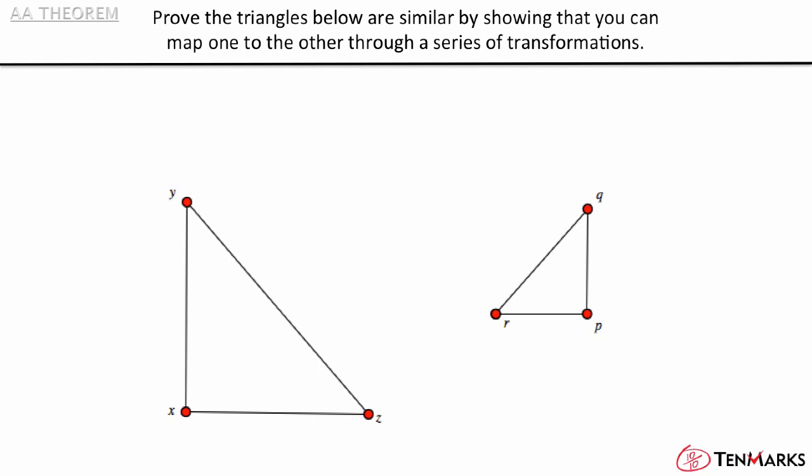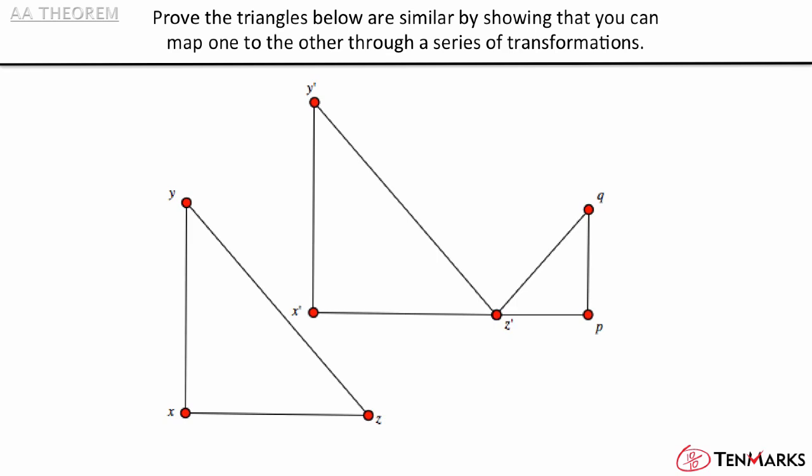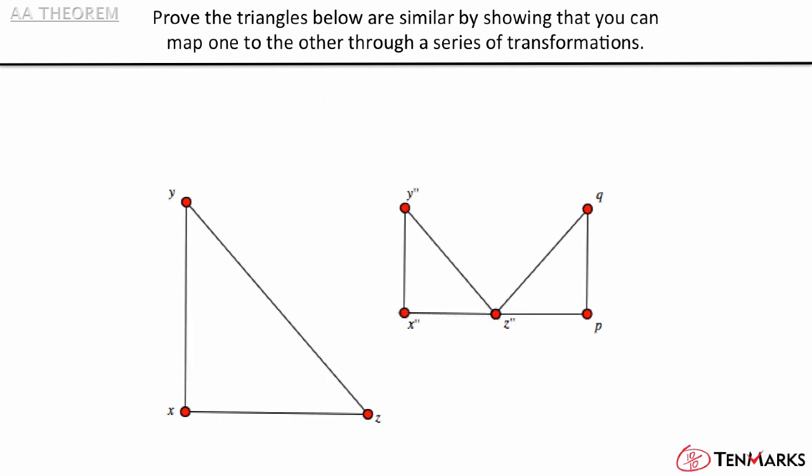First, try translating it, so that point Z lines up with point R. A translation is a slide in the vertical or horizontal direction. Call the translated image triangle X', Y', Z'. Now dilate the triangle so that it is the same size as triangle PQR. Call the new dilated image triangle X', Y', Z'.